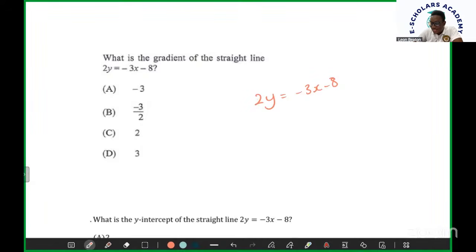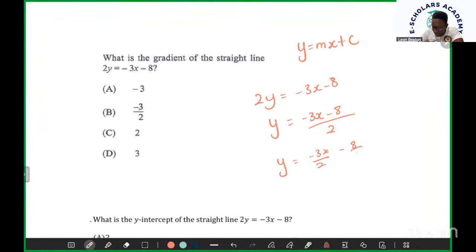Anyways. Great, good. So some people would run and go and put 3, but remember it has to be in the form y equal mx plus c. Y has to be by itself. So we got to take over this 2. This 2 is multiplying. When you take it over, it will divide everything. So we'll have y is equal to negative 3x minus 8 all divided by 2. Now this would be the same as y is equal to negative 3x over 2 and minus 8 over 2.